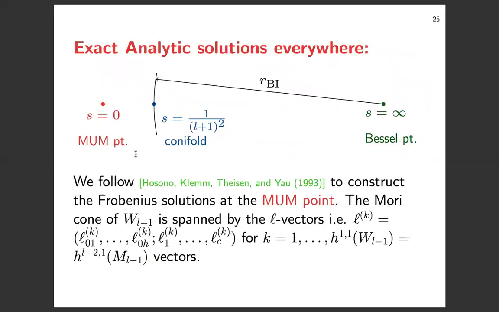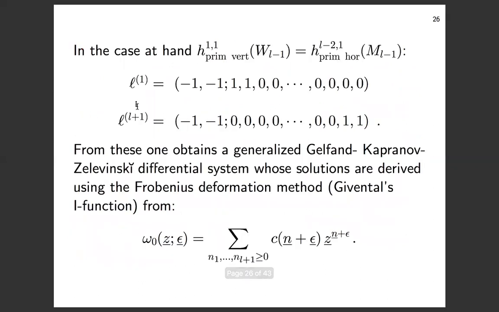So let me go now to the theorem, namely, we want to have the analytic solution, of course, here, because here the physicists have done all this. And in order to do that, we follow basically what we did in the paper with Yau. So we have the GKZ system, and we can now canonically define Frobenius solutions by the deformation method, or sometimes this is called Givental's I-function, because he used it in the proof of mirror symmetry. But the idea is very simple.